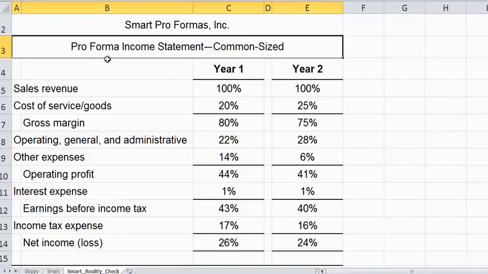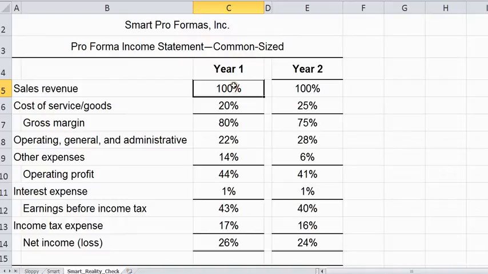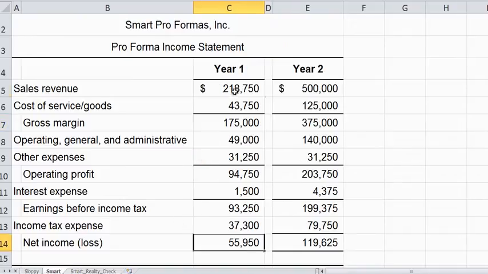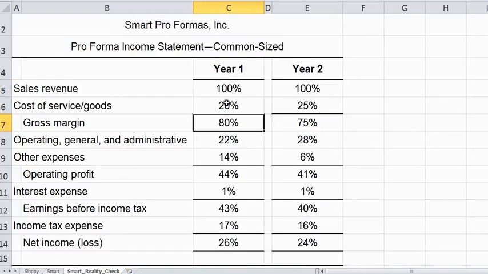So this is a pro forma income statement common sized. And all we're doing is taking every item as a percent of revenue. So you take the dollar cost of goods sold divided by the dollar revenue, take the dollar gross margin divided by the dollar revenue, and you get all these percents. Sometimes you could put the dollar sign here and add another column where you put the percent for year 1. So they're side by side.